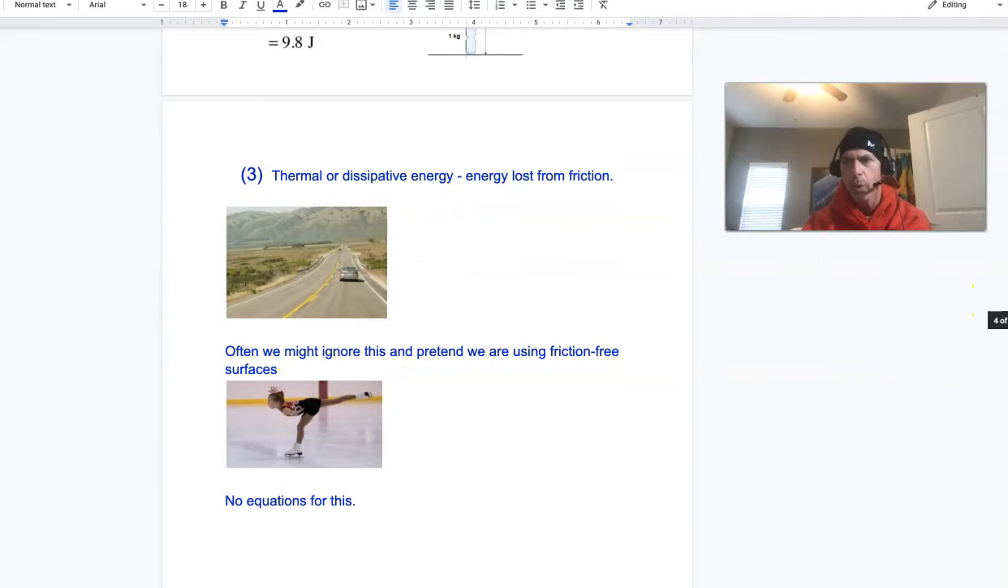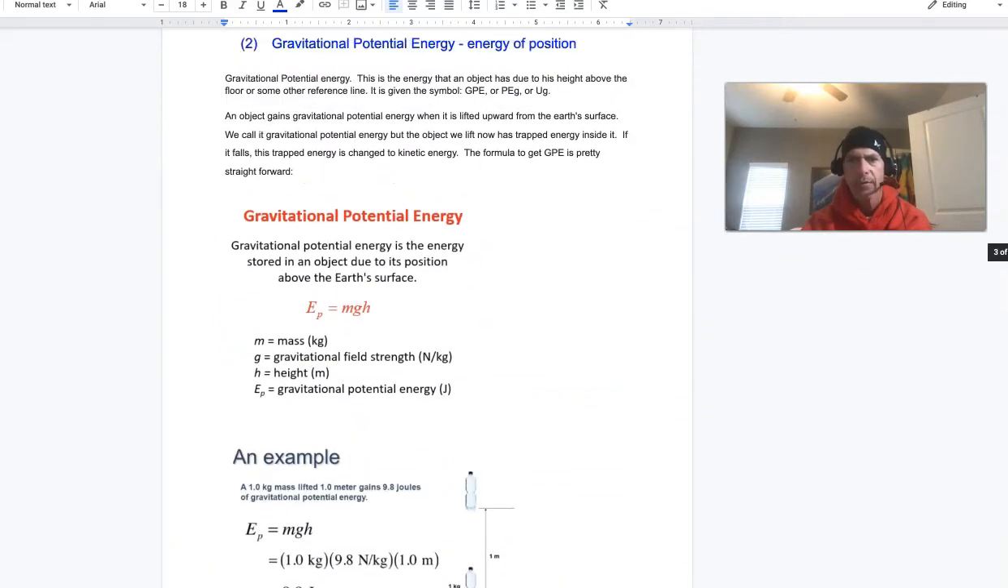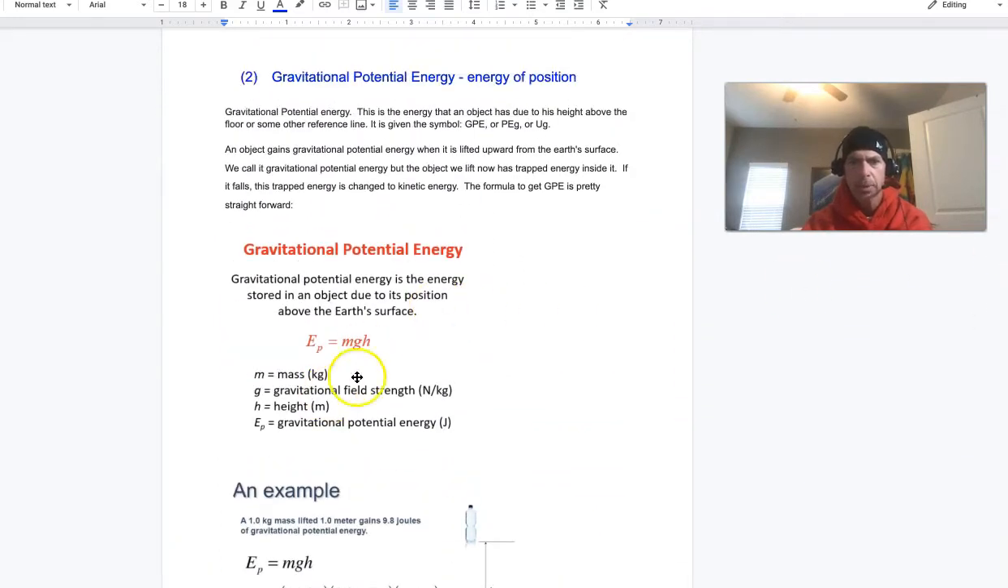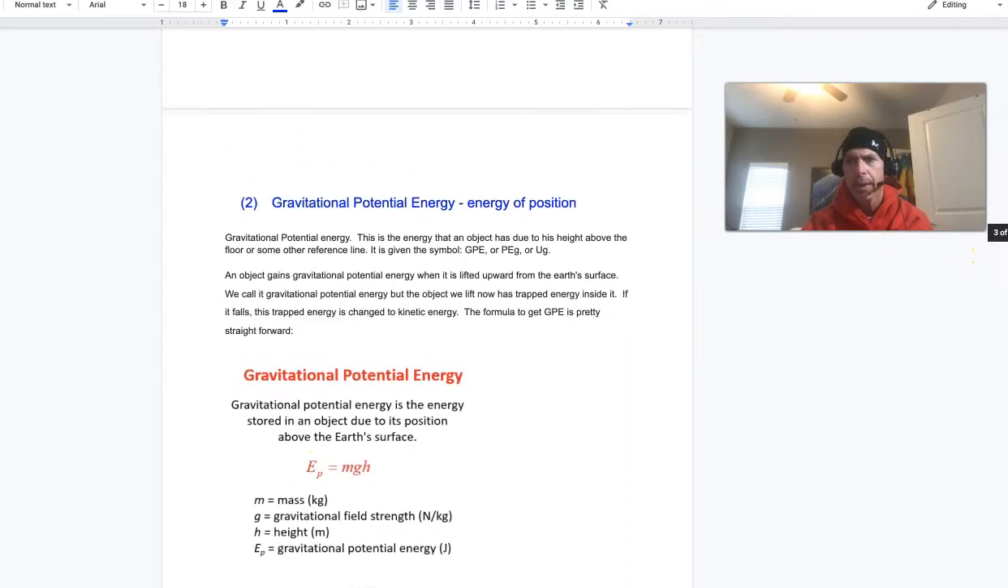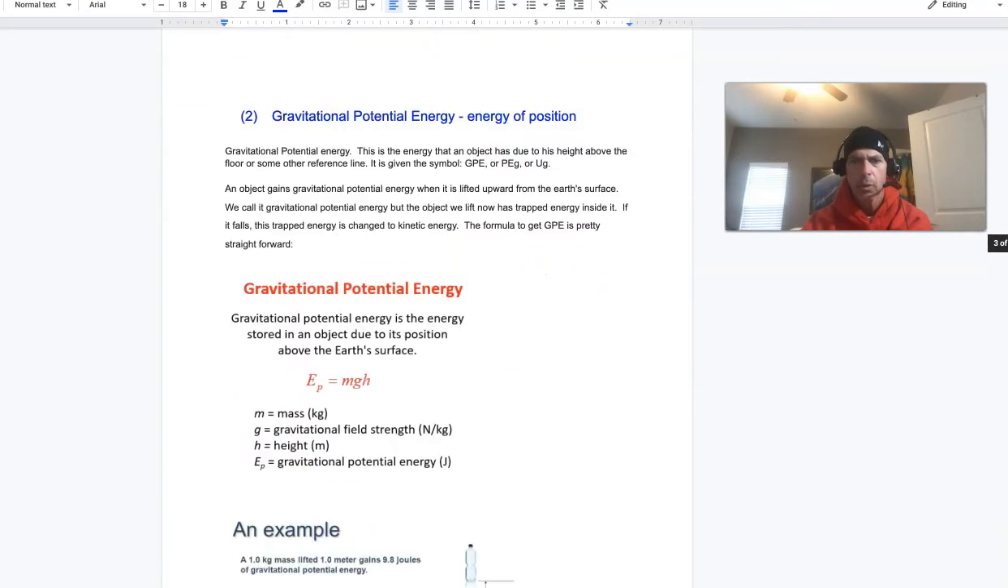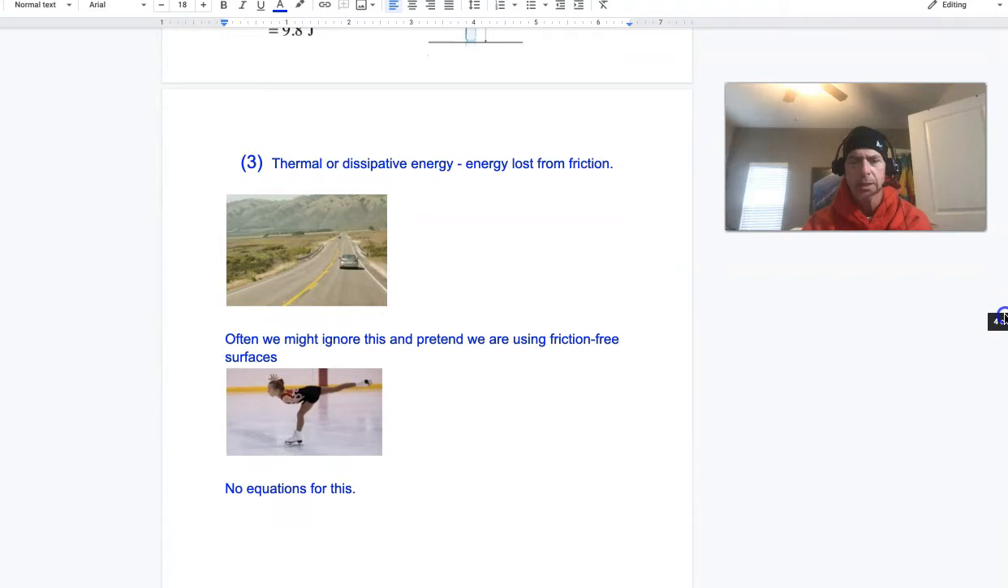Now, I gave you equations to quantify gravitational potential energy and kinetic energy. We don't really have an equation, at least at this level, to numerically calculate this. But it's important in all things moving that we acknowledge that friction can cause a dissipative effect.